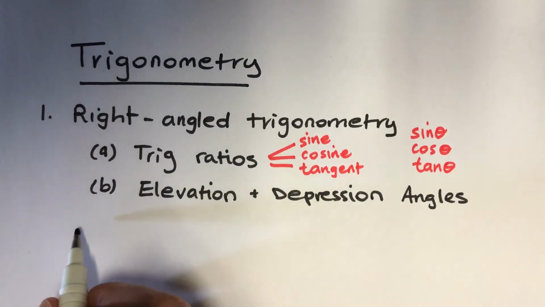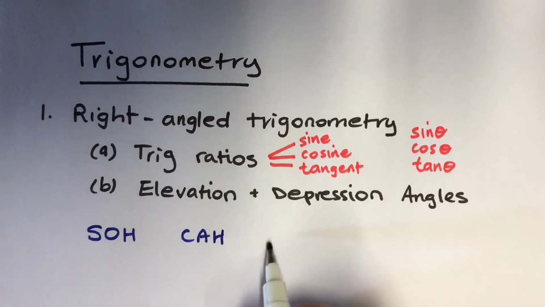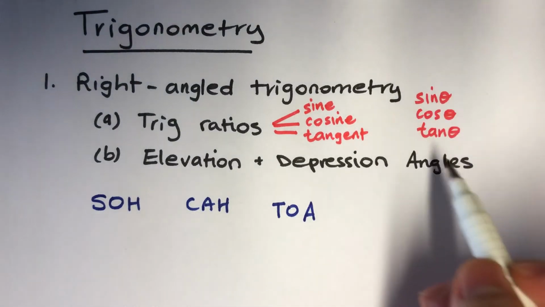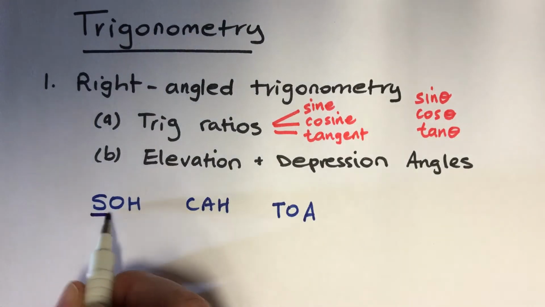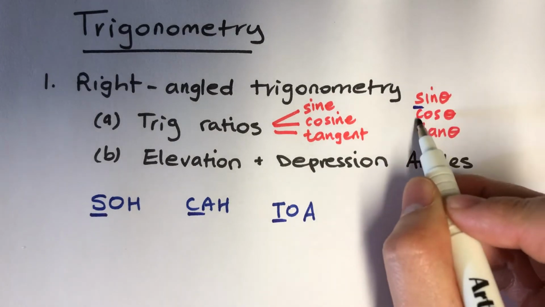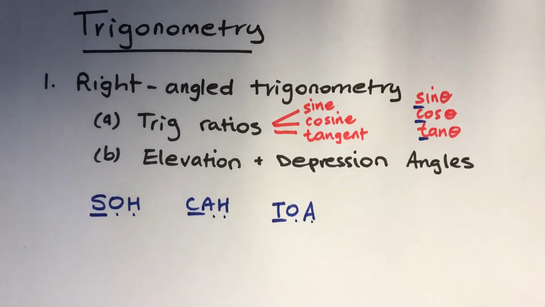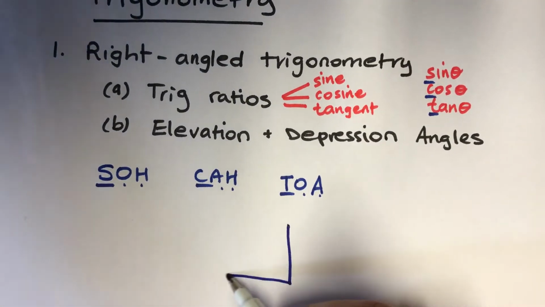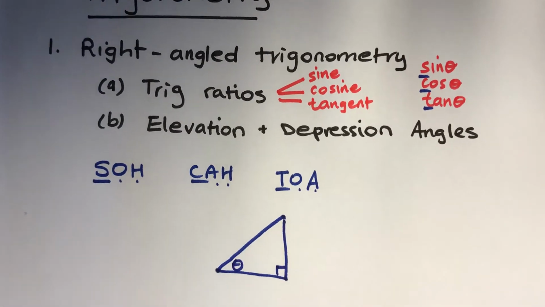Now, you have probably heard about this, SOHCAHTOA. This is a great way of memorizing sine, cosine, and tan. The first letter of each group is the trig ratio, and the next two letters indicate the sides of the right angle triangle, the names of those sides. So let me draw a right angle triangle, and that's the angle that I'm looking at.